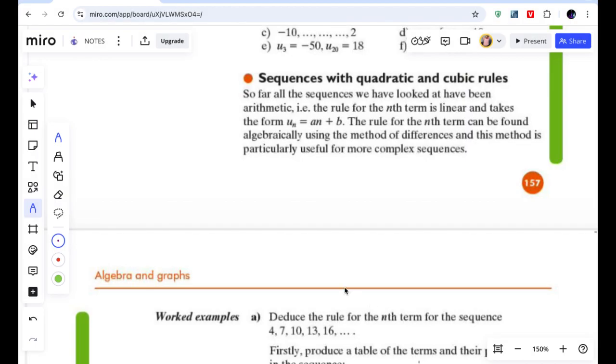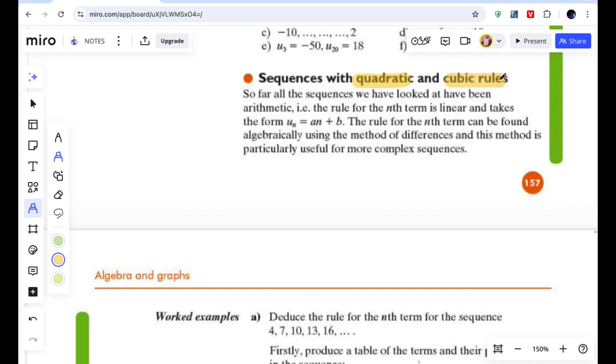Today, we'll be looking at sequence part 2. We've just done part 1, where we took a look at arithmetic sequence. In this one, we'll be looking at the quadratic sequence and the cubic sequence.